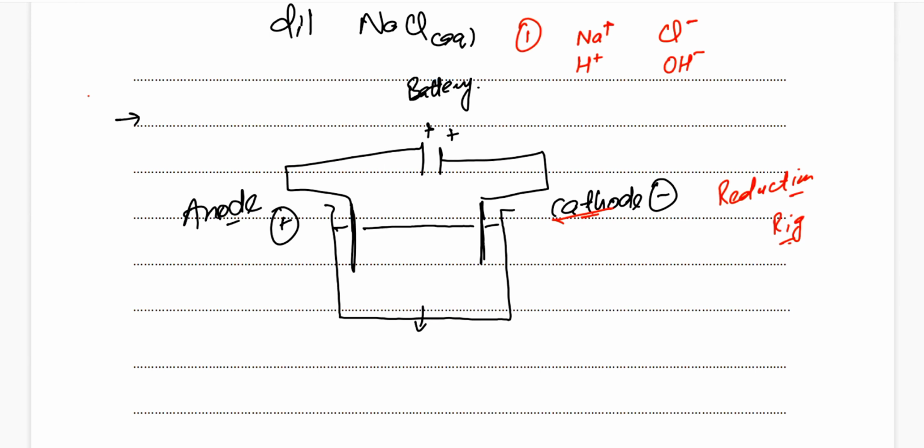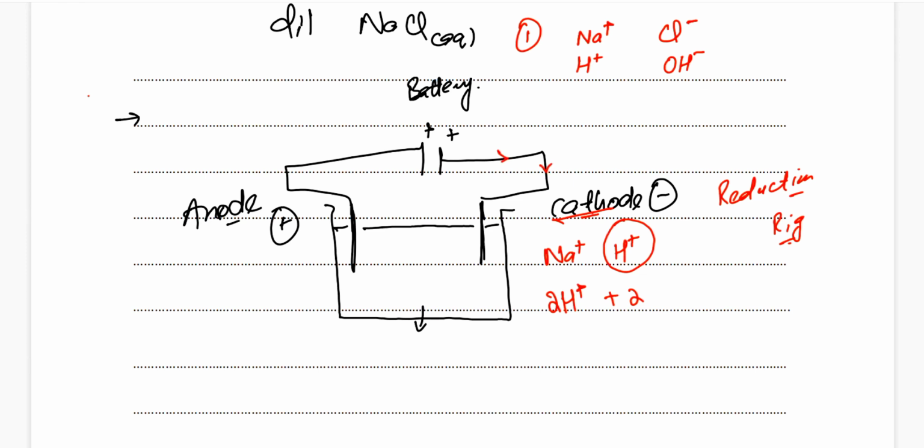So both of them will be attracted. Na plus will be attracted and H plus will also be attracted, but one of them will be discharged. Don't say that only one of them will be attracted. Both of them will be attracted because both of them have positive charges. But one will be preferred. Which one? Hydrogen, because it comes below sodium in the reactivity series, and it's easy for hydrogen to be discharged.